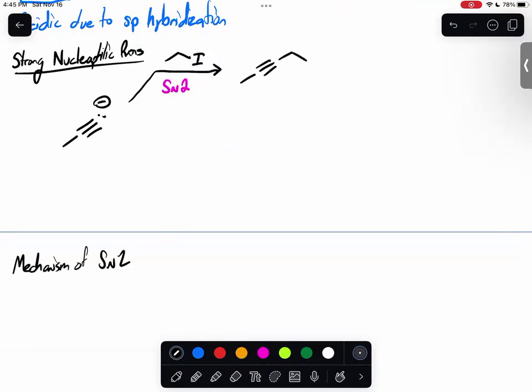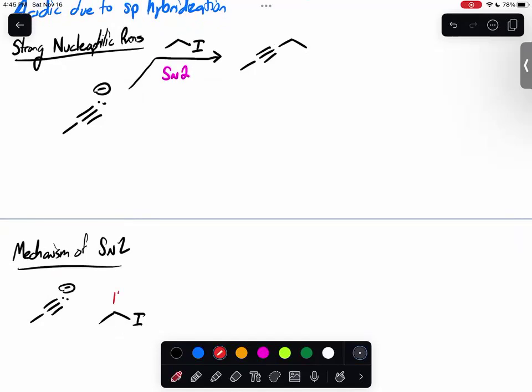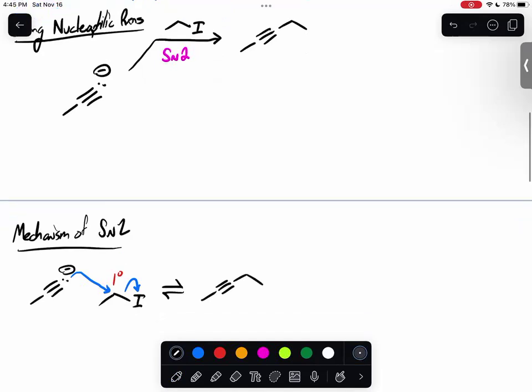where our alkyne is going to come in for this primary leaving group. And keep in mind, in this case, it does need to be primary because as we move towards these secondary and tertiary leaving groups, SN2 is going to be much less likely. But on this primary leaving group, it can come in, do that backside attack, and we end up kicking out the iodide in exchange for that nice new bond to the alkyne.